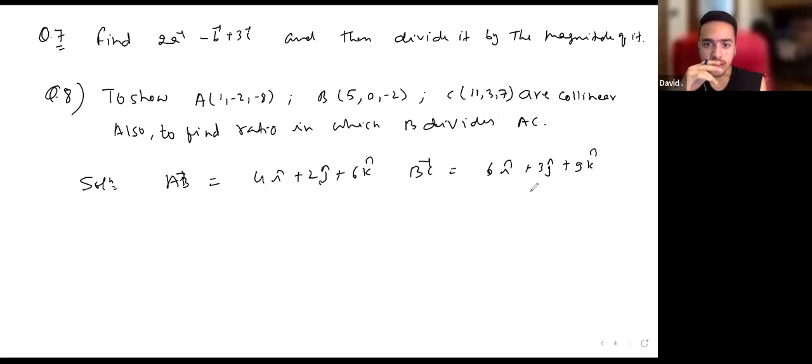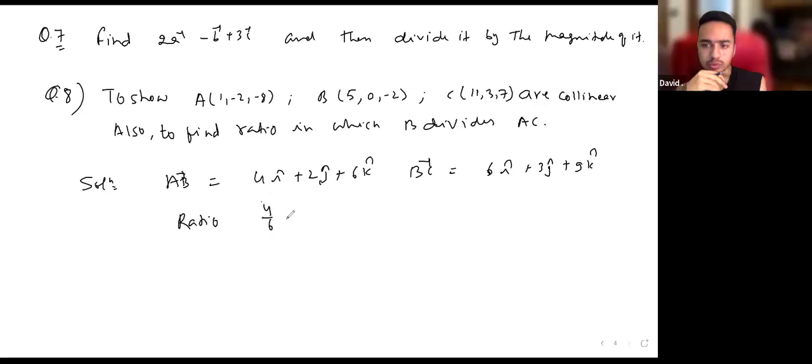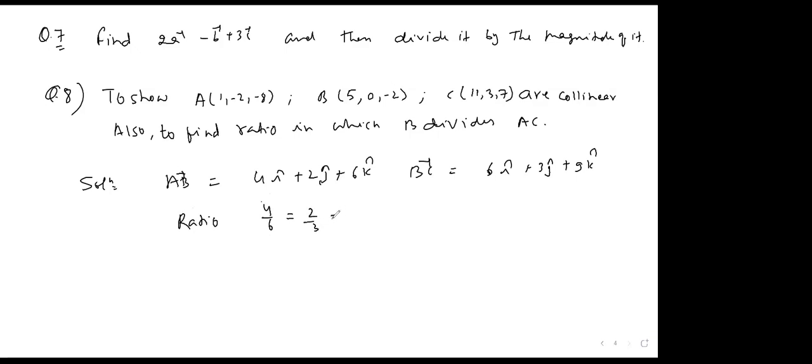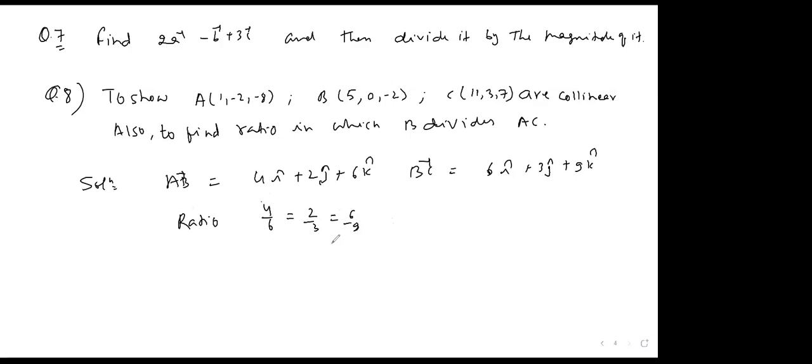Then you can see that the ratio is the same. BC can be written in terms of AB. We see that the ratio is 4 over 6, which is 2 over 3, and 6 over 9, they are all equal. They are equivalent ratios, so they are collinear. And the ratio is 2:3.